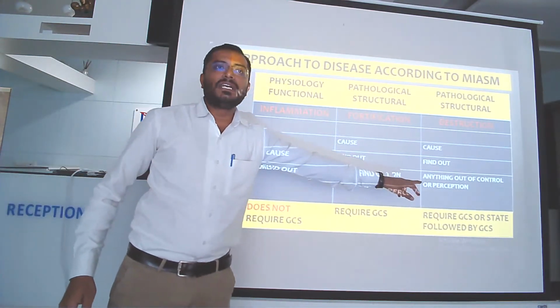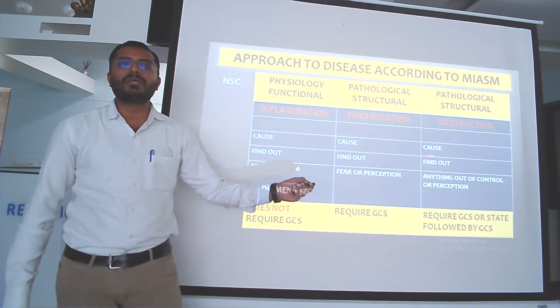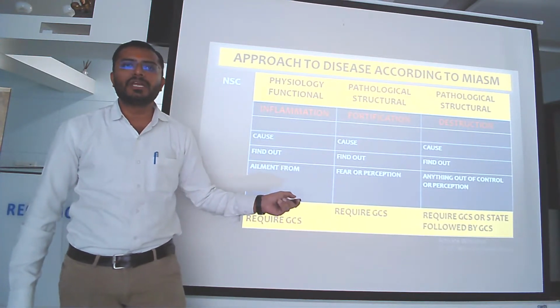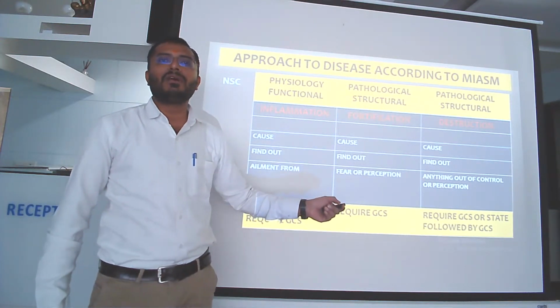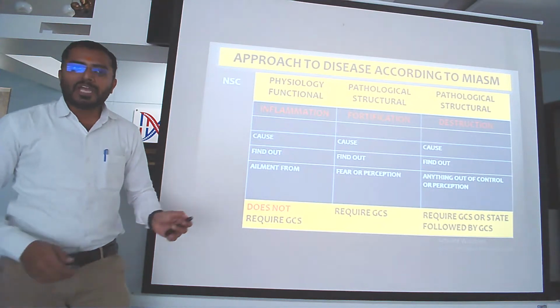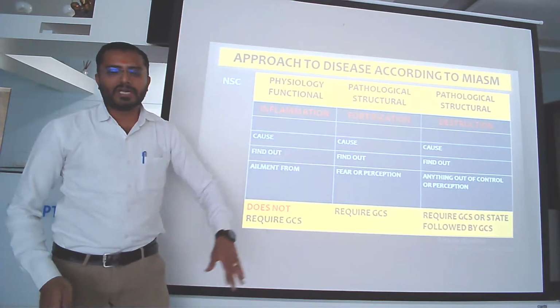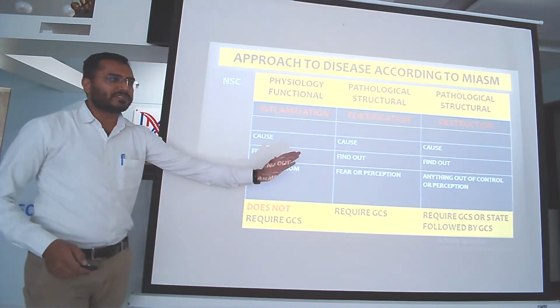To prescribe the medicine, again, from these perceptions: why is this perception developed? This perception is developed because of some fear and insecurity, and this fear and insecurity developed because of some sensitivity and need of the person. So everything is connected from this to the last. Okay, so we have to find out these perceptions.